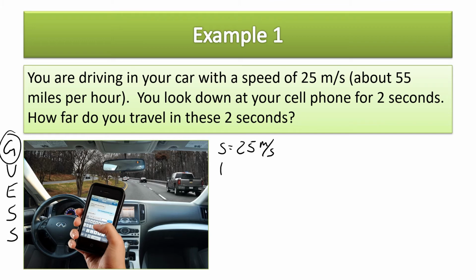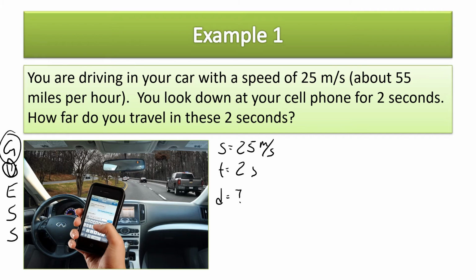So anyway, the time that you look down for is 2 seconds. How far did you travel in those 2 seconds? So they're looking for the distance that you traveled. So these were our given information. This is the unknown information. What are they looking for? That's the unknown. Now we need to find an equation.